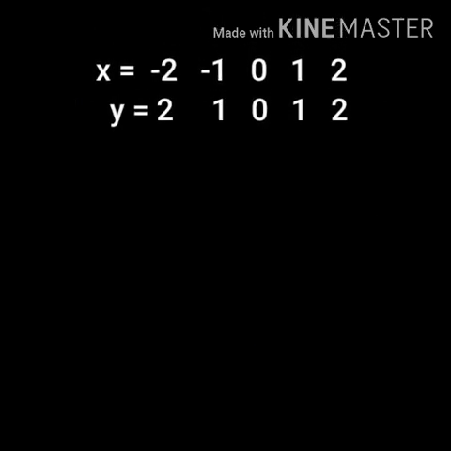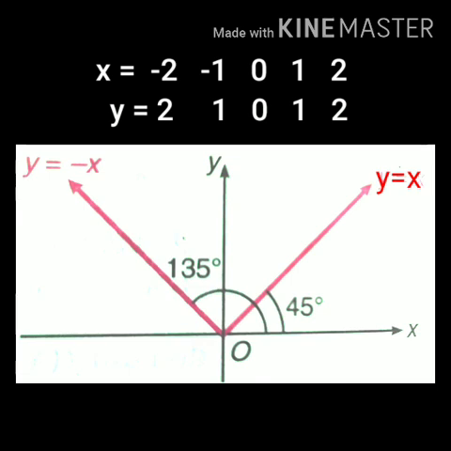By plotting these points on the xy coordinate system, we get two straight lines. One straight line on the left hand side represents the equation y equal to minus x and the other straight line on the right hand side represents the equation y is equal to x. The straight line y is equal to x makes an angle of 45 degrees with the x-axis, and the second straight line y is equal to minus x makes an angle of 135 degrees with the positive direction of the x-axis.